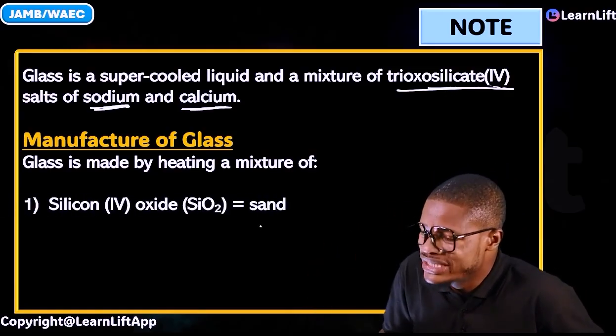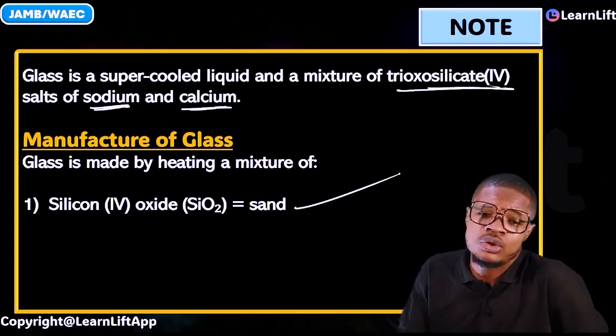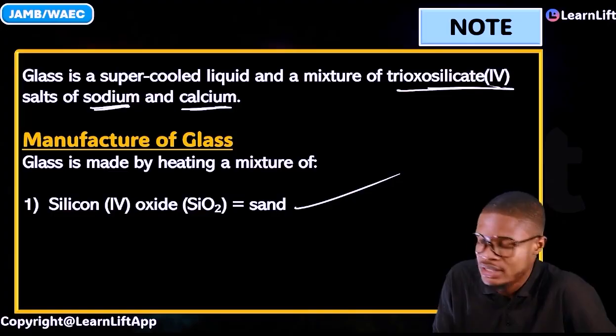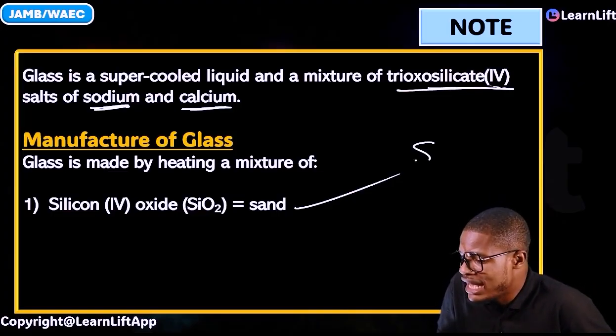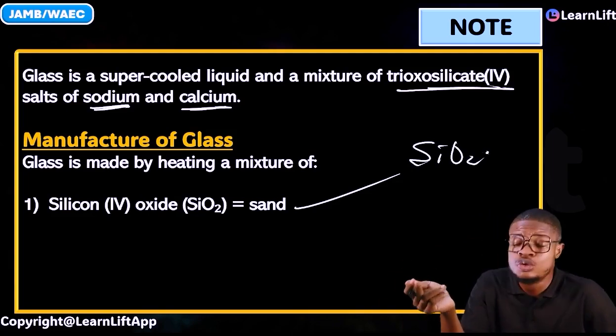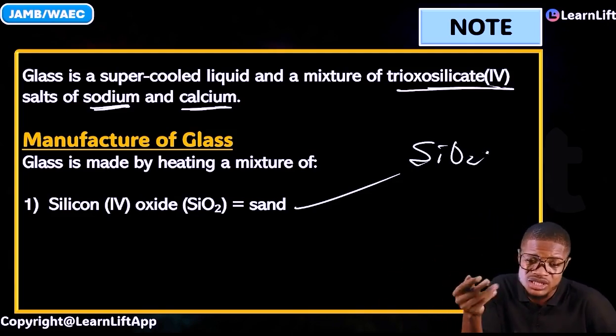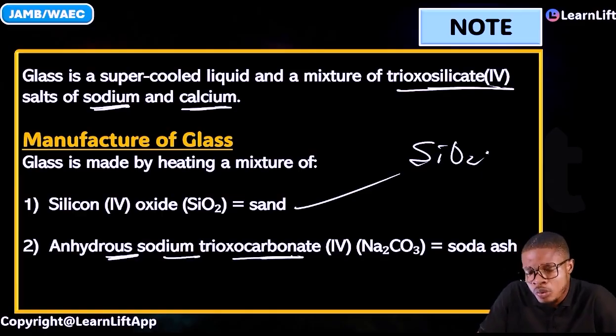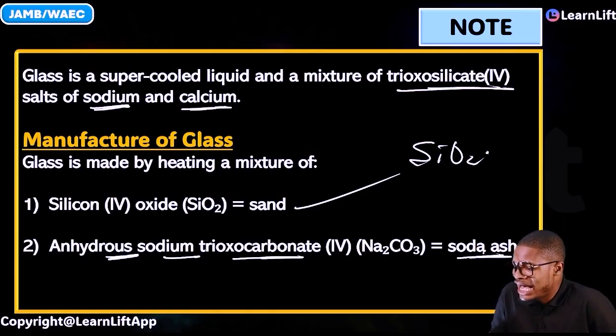Number 1, your silicon(IV) oxide, the one you call your sand, or you call it silicate, or we call it silica. What is it? SiO2. SiO2 is needed. That's your what? Your silicon(IV) oxide. You need it in the production of glass. You must know the 3 things. Number 2, you need your anhydrous sodium trioxocarbonate(IV). What is your anhydrous sodium trioxocarbonate(IV) there? Na2CO3, the one you call your what? Your soda ash. What is it?